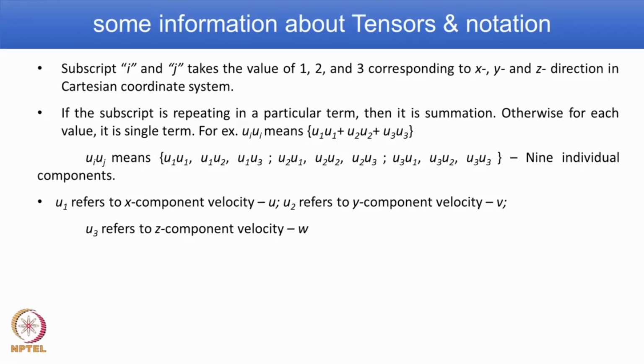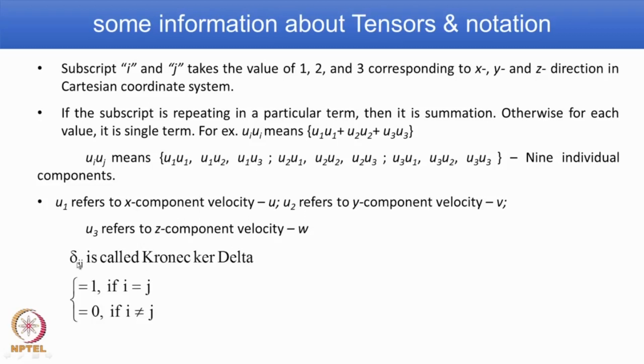Now you see the immediate advantage of writing in tensor notation. To represent 9 independent components, it is so easy to write with the help of subscript or index notation ui uj. We also learned that if an index is repeating, it is called a dummy index. If the index is not repeating, it is called a free index. Now, what is the meaning of u1, u2, u3? We usually write x velocity as u, y velocity as v, and z velocity as w. Instead, we can also write u1 for the x component, u2 for the y component, and u3 for the z component of velocity.